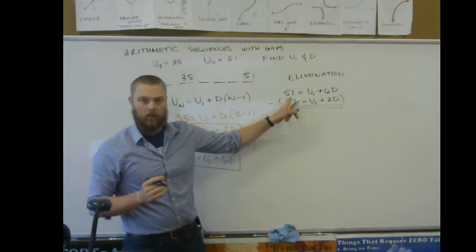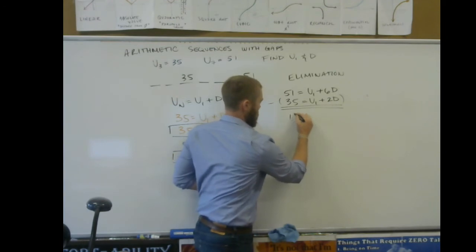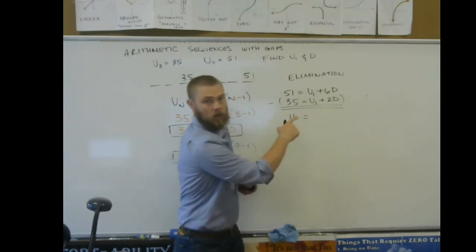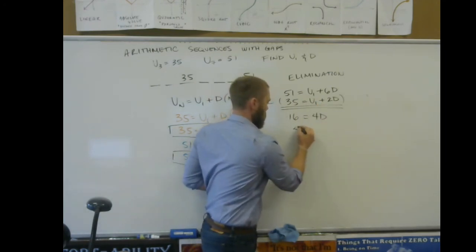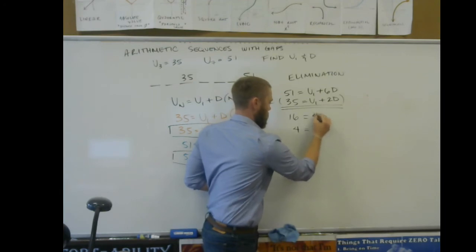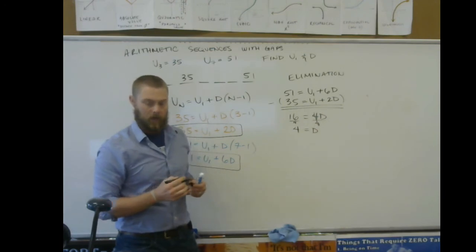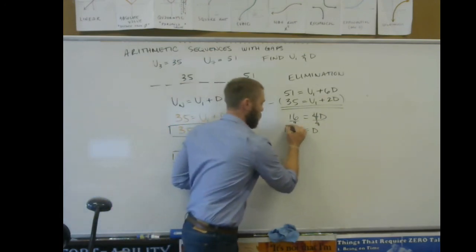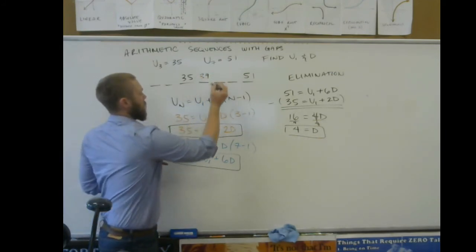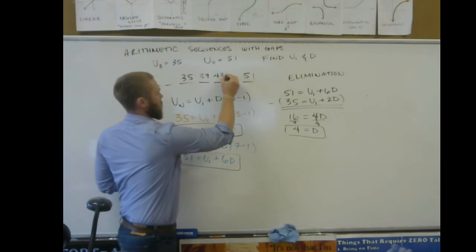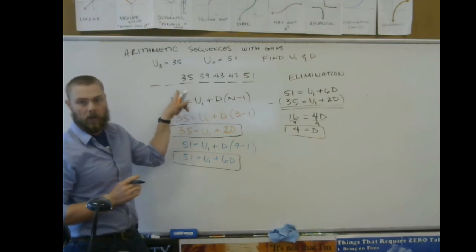And let's see, 51 minus 35, that's going to give us 16. U1 minus U1 is nothing, and then 6D minus 2D is 4D. Okay, and if we divide by 4, then D is also 4. So D is counting by 4. And that's useful here. So this would be 39, 43, 47, 51. And we can keep going backwards.